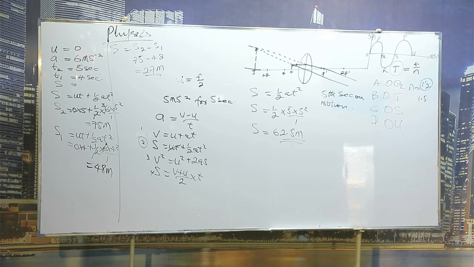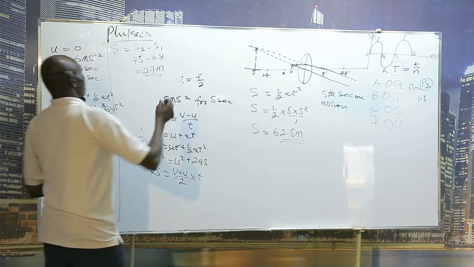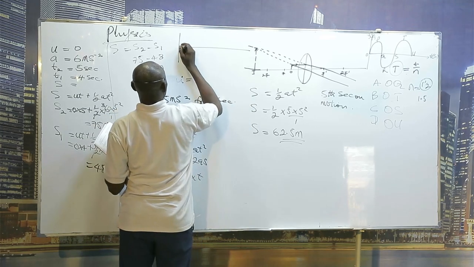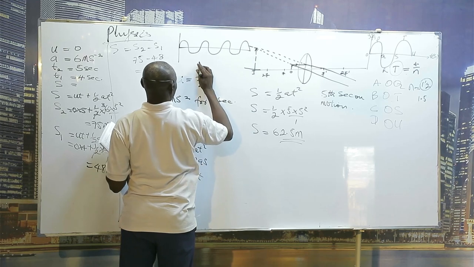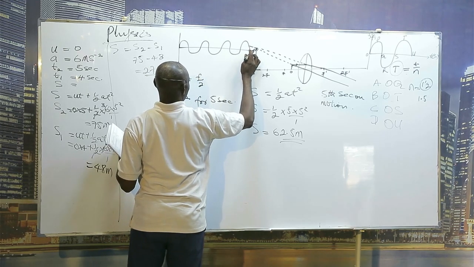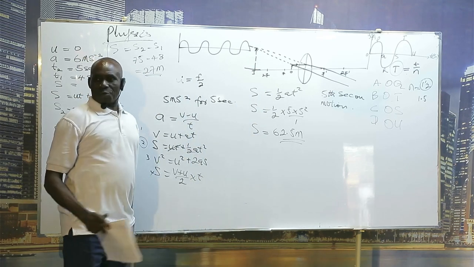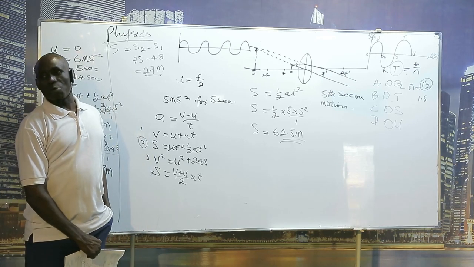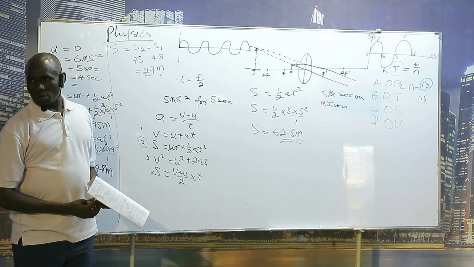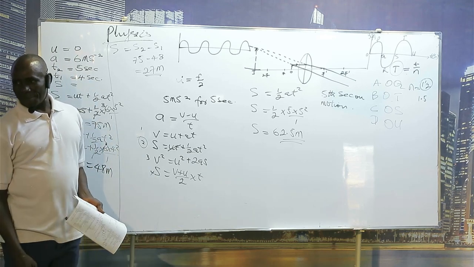Period is the time taken to complete an oscillation, which is correct. But they said for this wave front, what is a wave front? If I want to get the period anywhere, for example, if I have something like this, now, from here, can I calculate the period of the motion? What's the number?